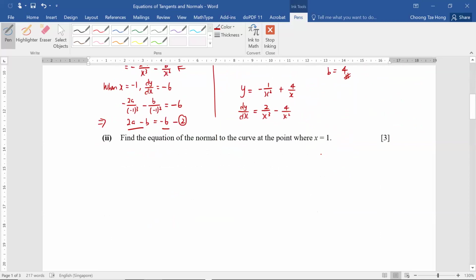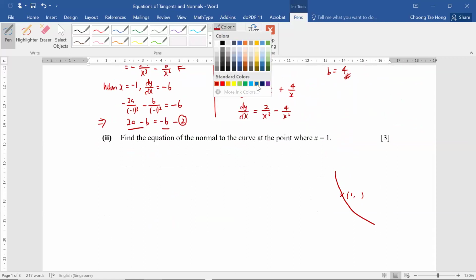Find the equation of the normal to the curve at the point where x equals 1. So now there's another part of the curve. I also don't know what the shape of the curve looks like, so I just draw something like this. At this point where the x coordinate is 1, they want us to find the equation of the normal.